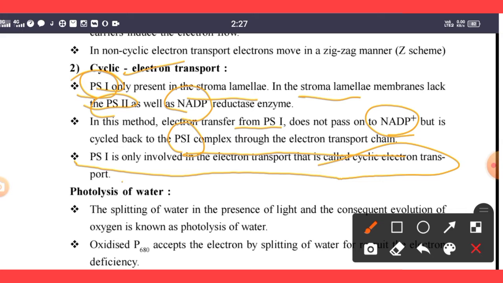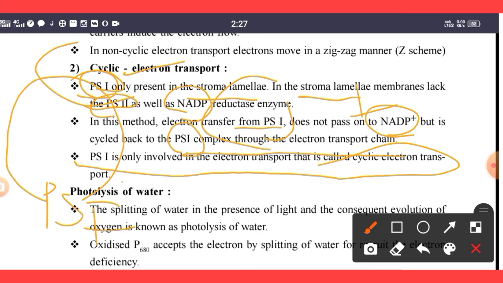So in cyclic electron transport, electrons are passed from PS1 back to PS1, not passed to the NADP. In this way, electrons from PS1 only circle back to PS1. Hence it is called cyclic electron transport.